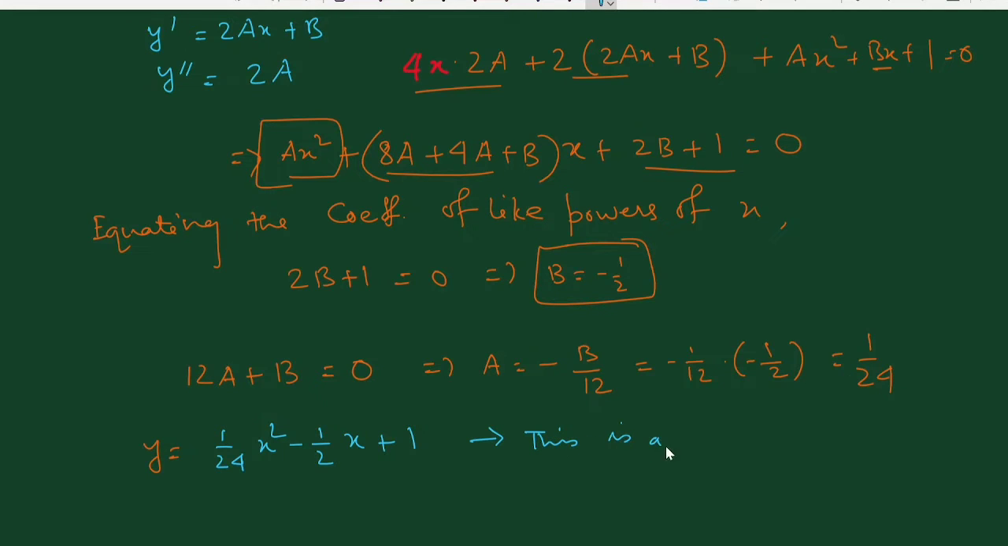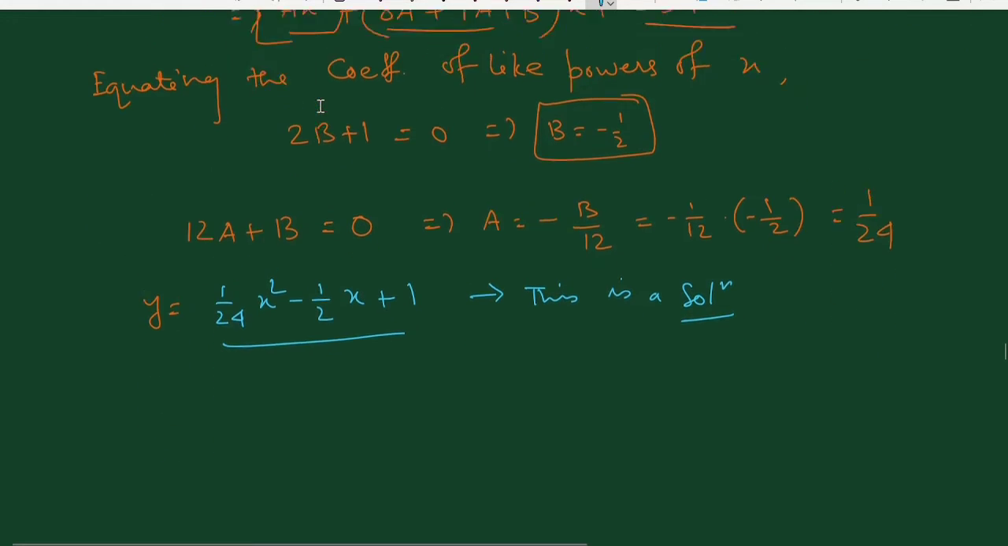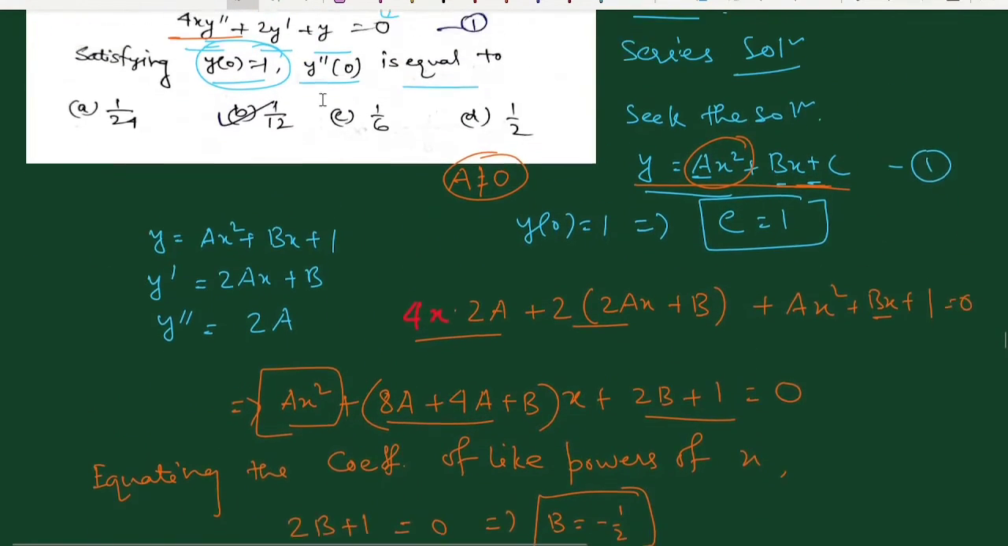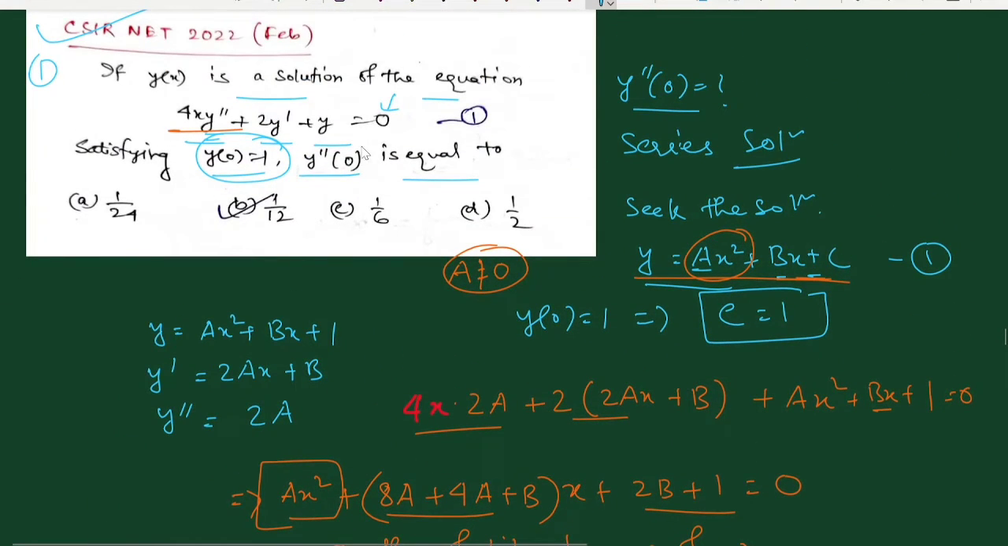This is a solution. This is not the proper solution or original solution. Suppose we take a solution, we suppose a solution and calculate the coefficient. This can be a solution, or this is a solution you can take. So we have to find the value of y double dash 0.